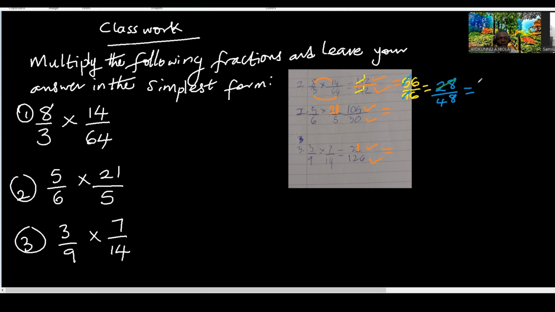2 in 2 is 1, 2 in 8 is 4, right? Yeah. 2 in 4 is 2, and 2 in 8 is 4. 2 can still divide them, okay? 2 in 14, 7. And 2 in 24, 12. Now nothing can divide them. Okay? But instead of going through that length to reduce it to the lowest form, look at the question.